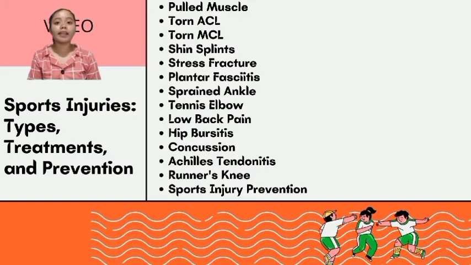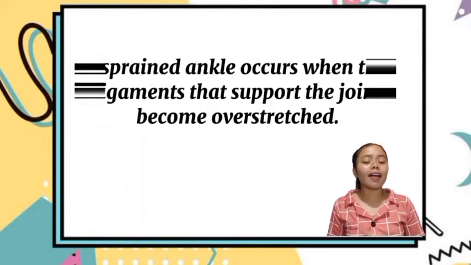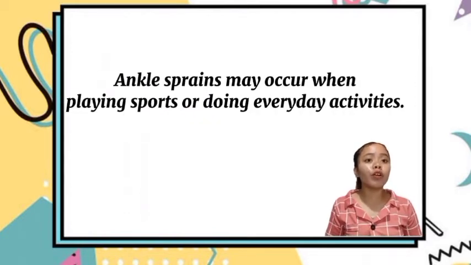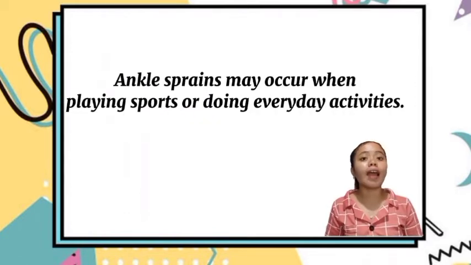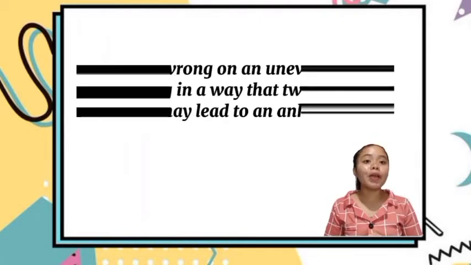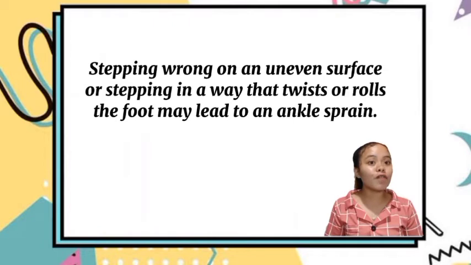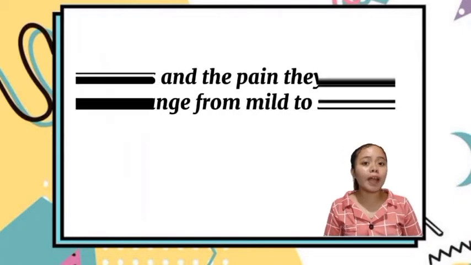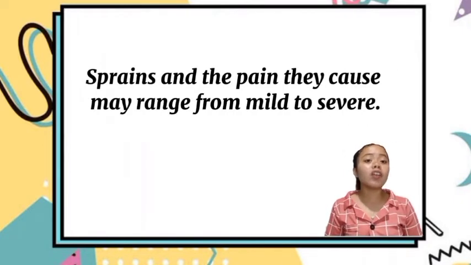So the next one is sprained ankle, most common. A sprained ankle occurs when the ligaments that support the joint become overstretched. Ankle sprains may occur while playing sports or doing everyday activities or even walking. Stepping wrong on an uneven surface or stepping in a way that twists and rolls the foot may lead to an ankle sprain. Sprains and the pain that they cause may range from mild to severe.